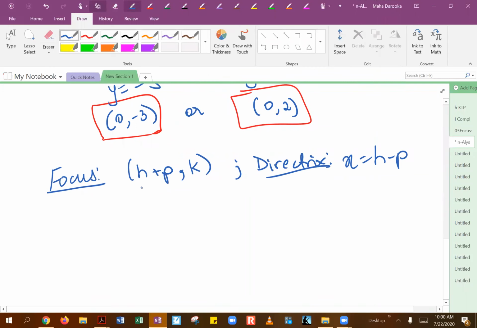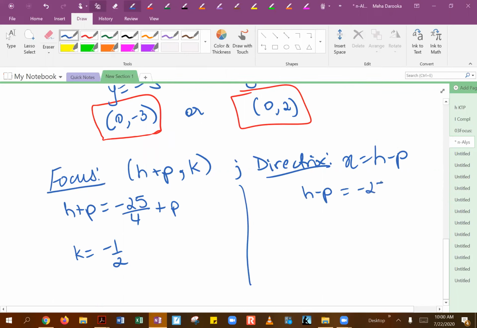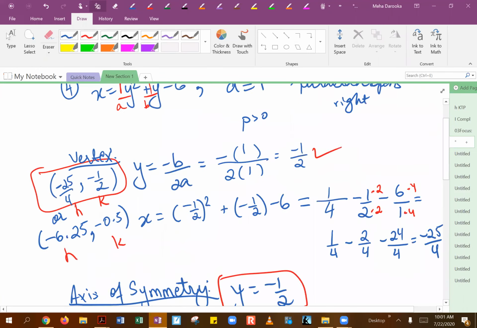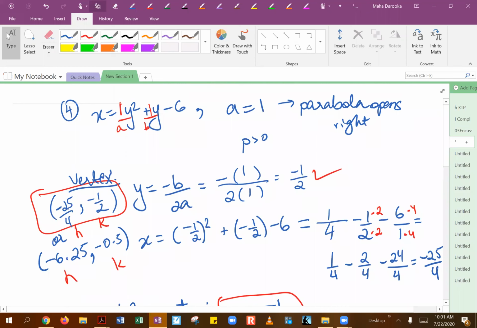So h plus p would be negative 25 over 4 plus, I guess we do need to figure out what that p value is, and k is given to us as negative 1/2. For this one, h minus p, we will need to calculate negative 25 over 4 minus p. So again, does anybody know what the p value is?